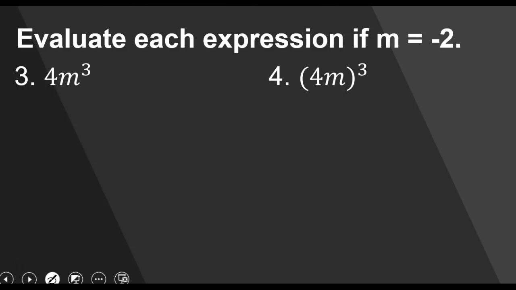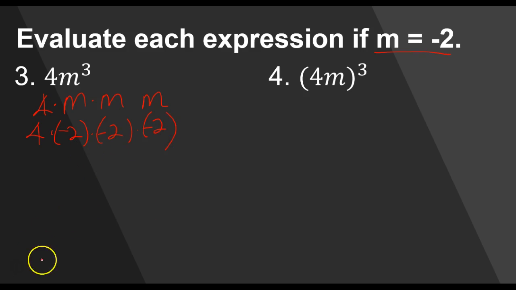Evaluate each expression when m equals -2. So we're going to substitute m equals -2. So this is 4 times m. M is multiplied 3 times, so it's m times m times m. So we do 4 times, now m is -2, 4 times -2 times -2 times -2.